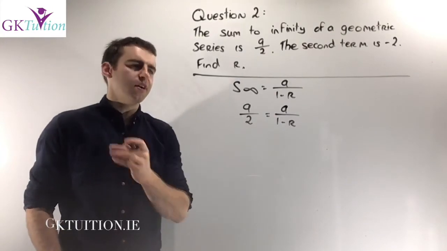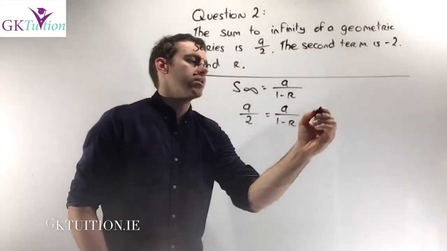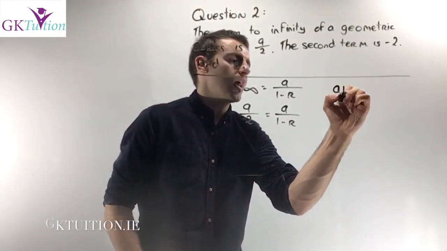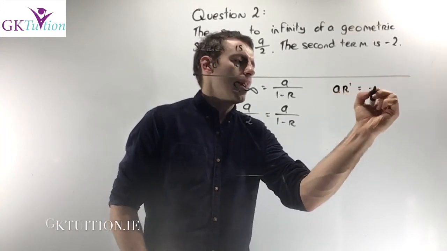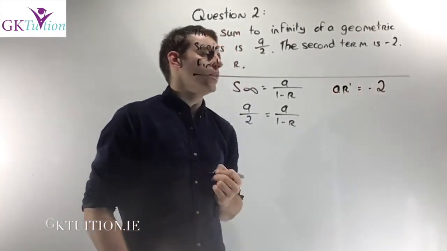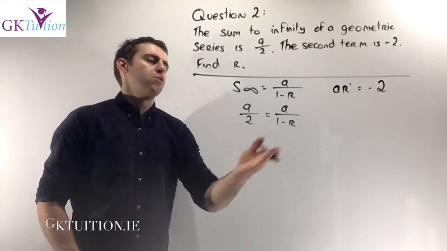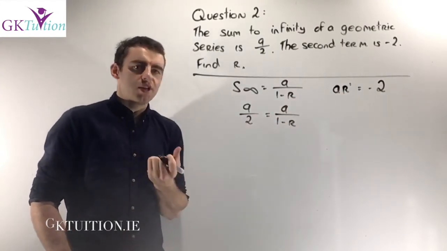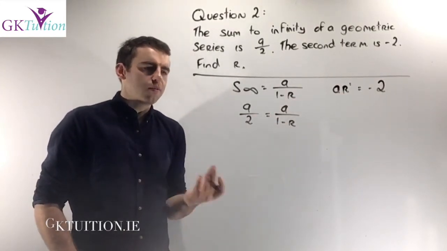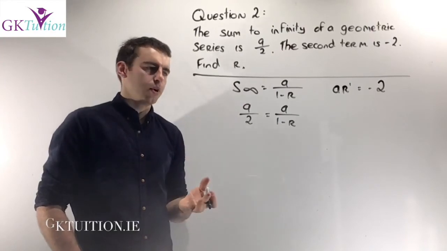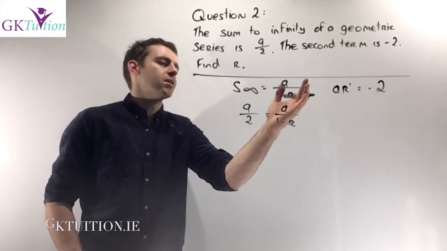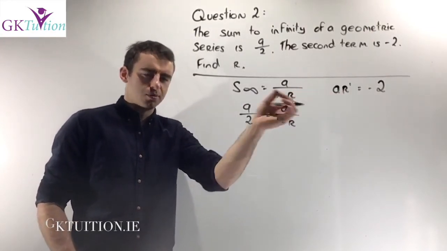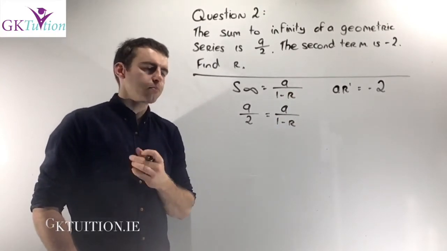We know from the start of this video that in a geometric series, the second term is A R to the power of 1. And in this case, A R to the power of 1 is equal to -2. So what I've written here now, I've got 2 equations and 2 unknowns, which means we could find the value of A and the value of R. In this case, because A is multiplied by R, we're going to have to use substitution to simplify this one.